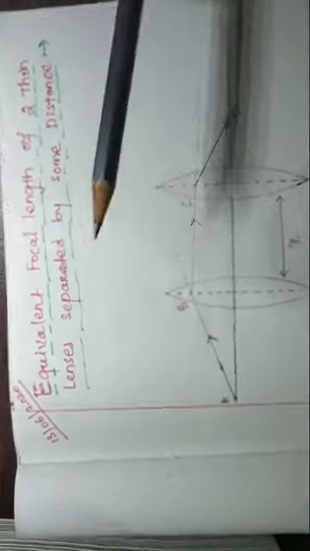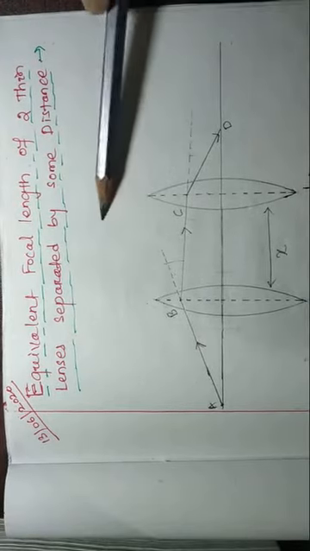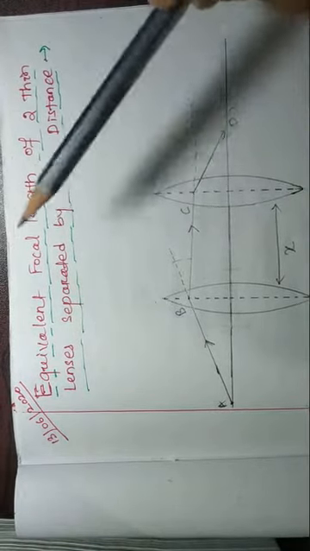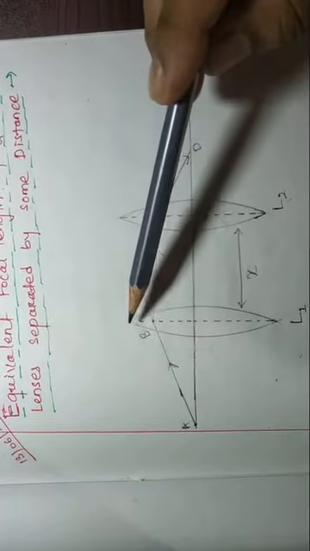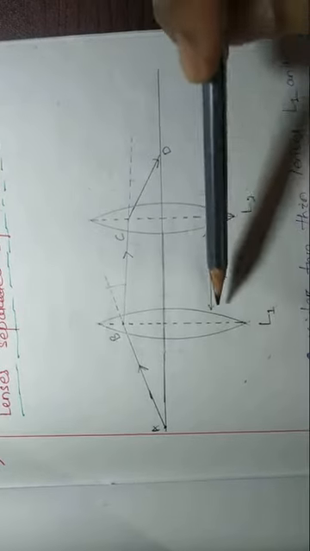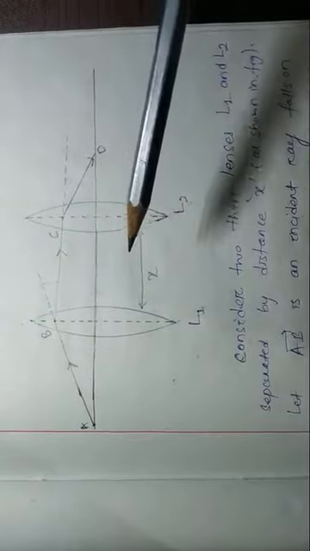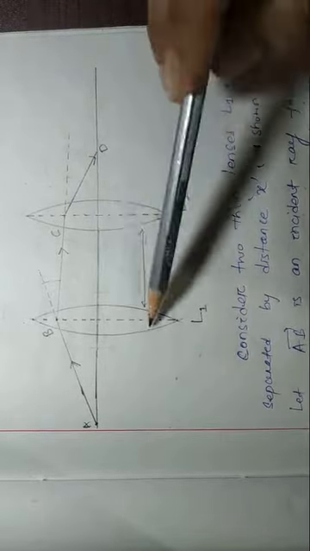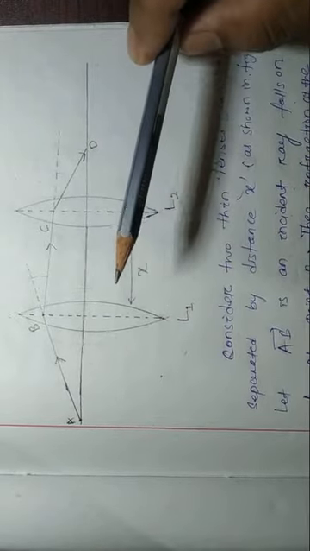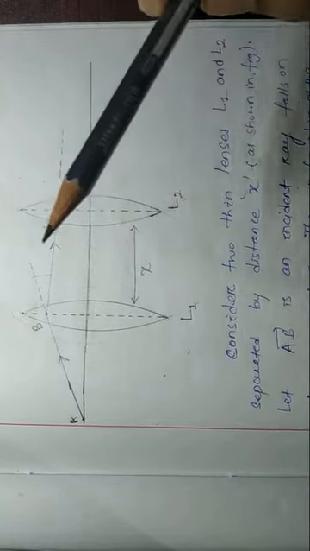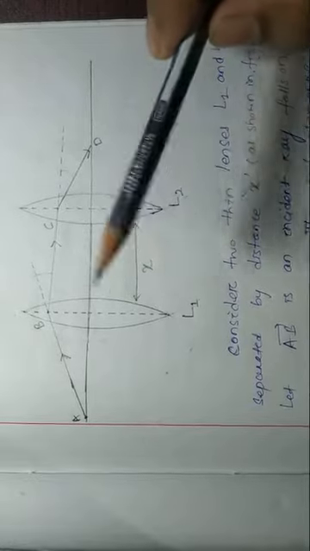Last class I gave this note. So today we are going to discuss the equivalent focal length of two thin lenses separated by some distance. If I put these two lenses separated by a distance x, then what will be the equivalent or resultant focal length of the combination of these two thin lenses? This is an important topic for you, because whenever we discuss the Huygens eyepiece and Ramsden eyepiece, this concept is required.